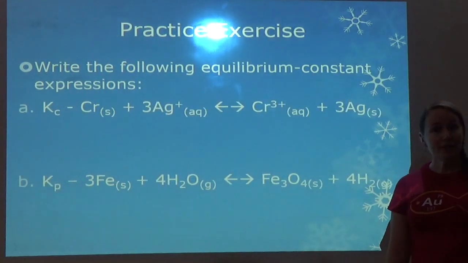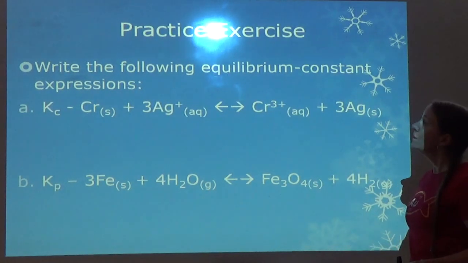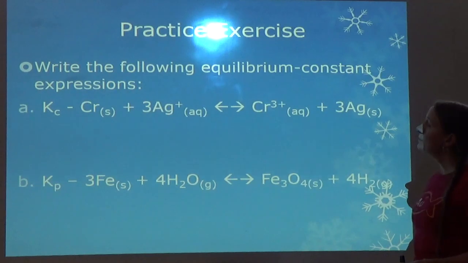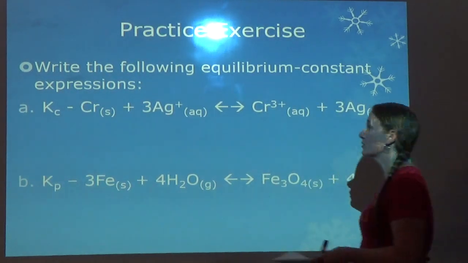All right, so try this one real quick. I'll assume you've already done that, and we'll look at it together. It says, write the following equilibrium constant expressions. So for the top one, it says Kc. Hopefully you used brackets like you were supposed to.